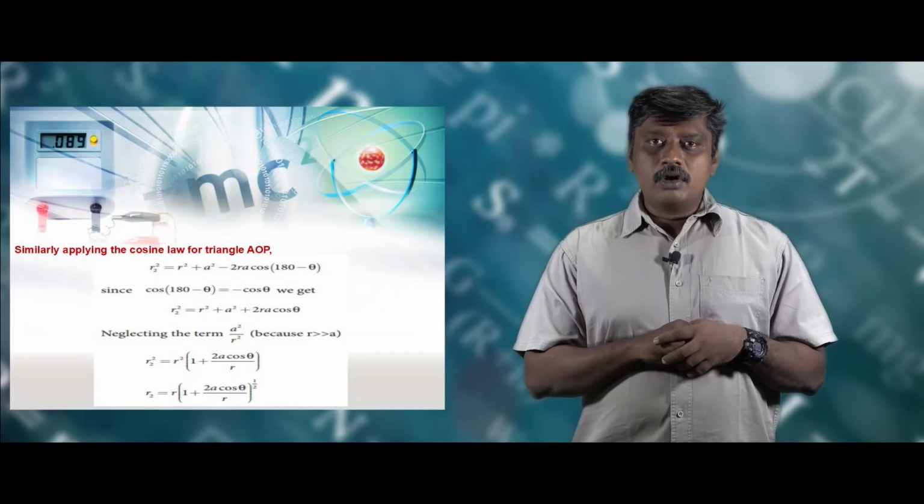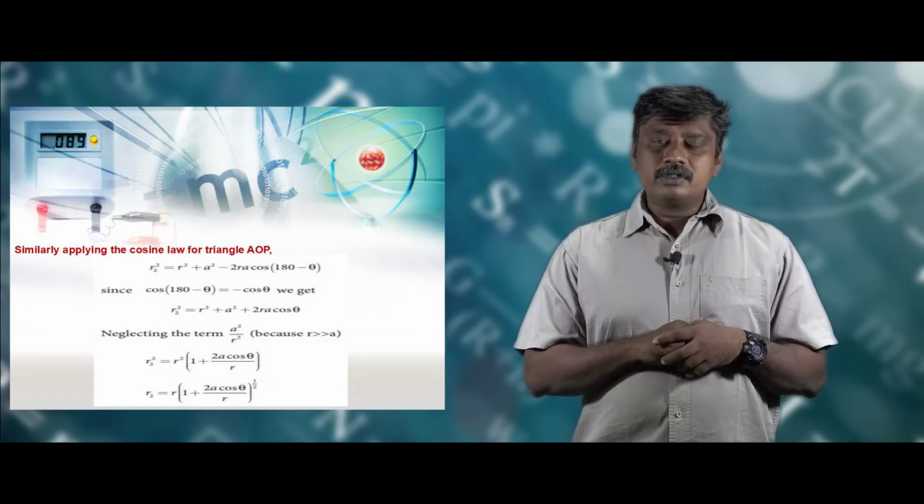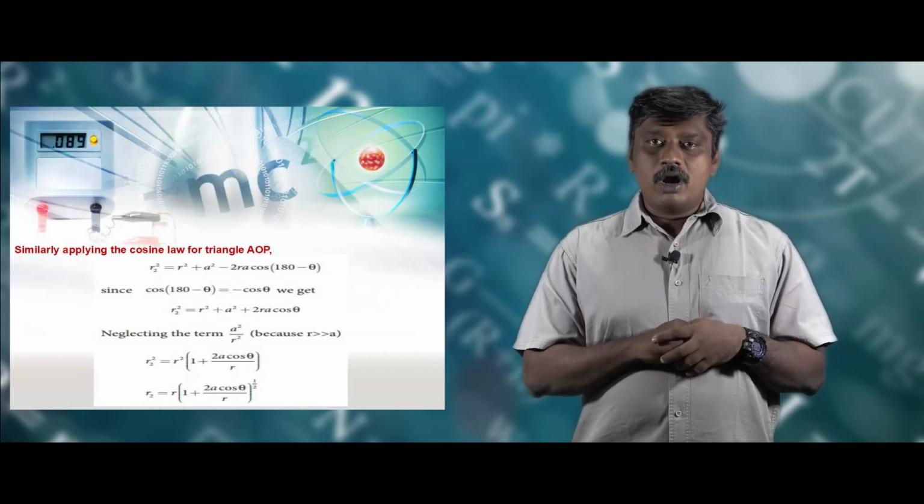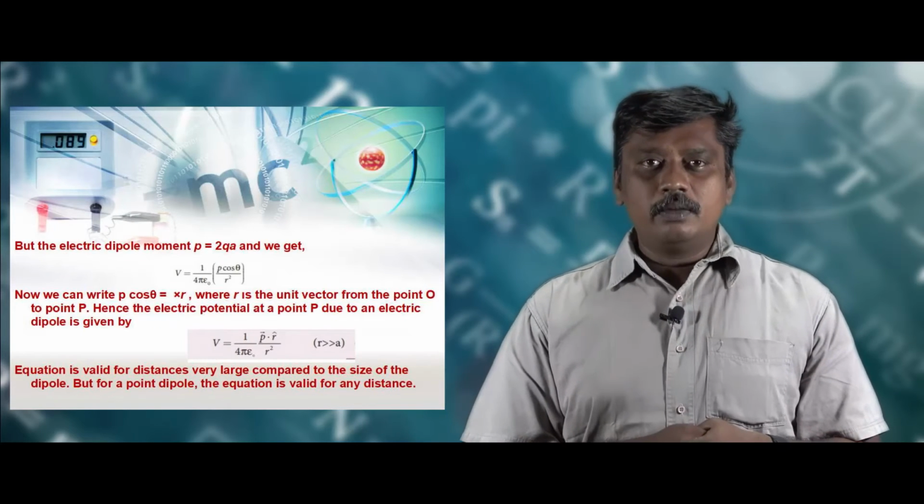Finding the reciprocal, 1/R2 is equal to 1/r into (1 minus 2a/r cos theta) whole power half. Then we will get finally 1/R2 is equal to 1/r into (1 minus a/r cos theta). Now we can find the net potential.